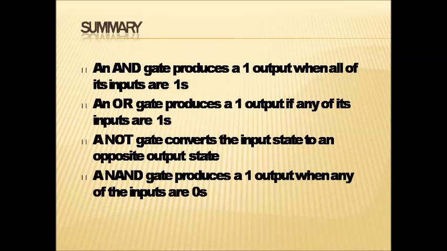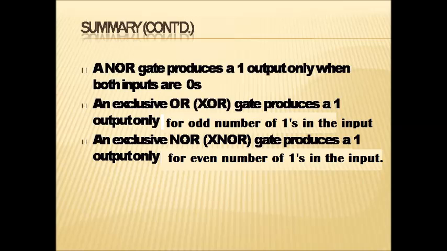Okay students, here you can see the summary of what we have learned today. Today we learned about basic logic gates, that is the AND, OR and NOT gates. So three basic logic gates are there: AND gate, OR gate and NOT gate. Then we discussed the NAND gate and NOR gate. NAND and NOR gates are called the universal gates. Then we discussed the exclusive OR gate and exclusive NOR gates.